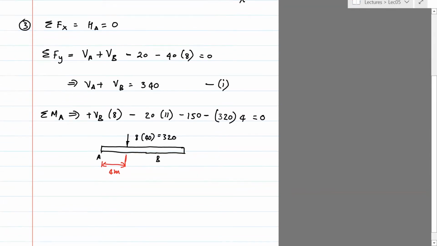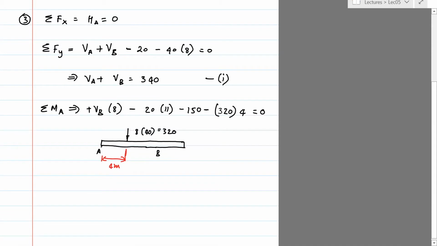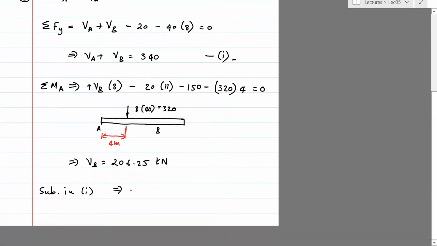Okay, so I did the math earlier. So the force VB comes out to be 206.25 kilonewton. And then subbing that into equation 1, which is right here, you can find what VA is. VA is 340 minus 206.25. So VA is 133.75 kilonewtons.